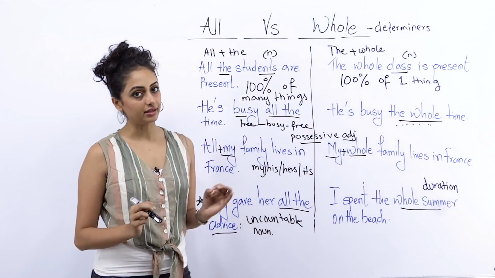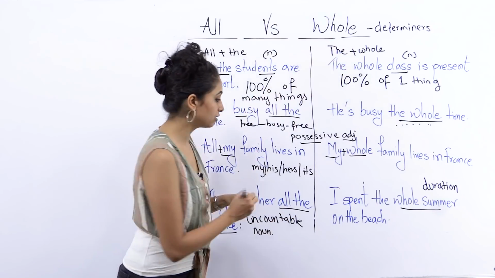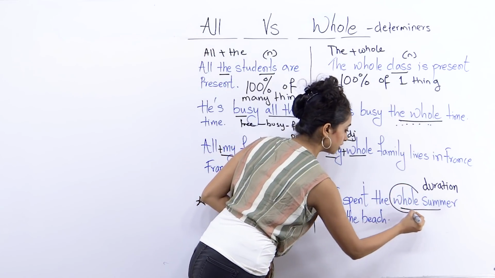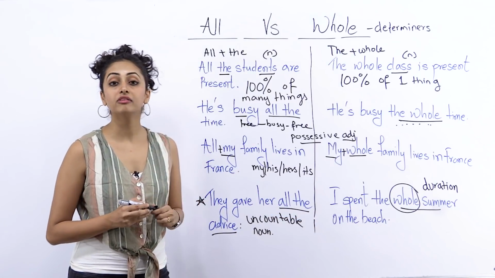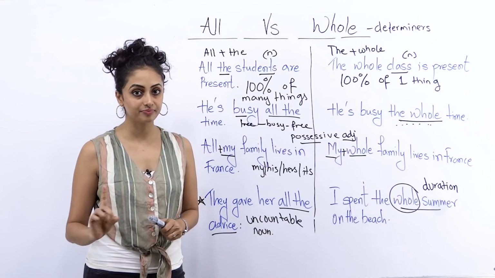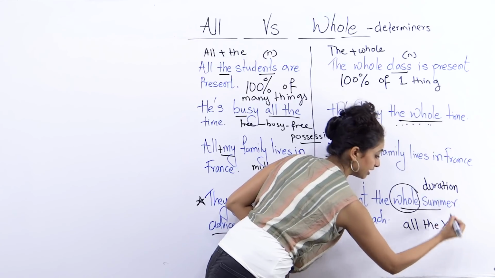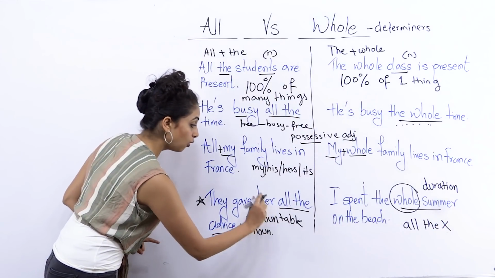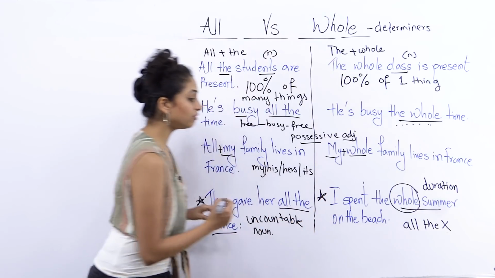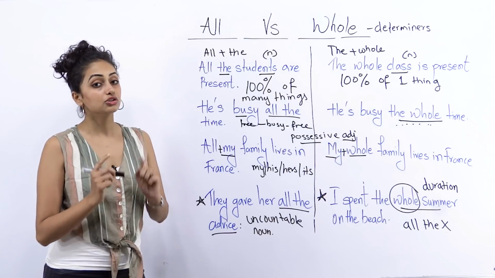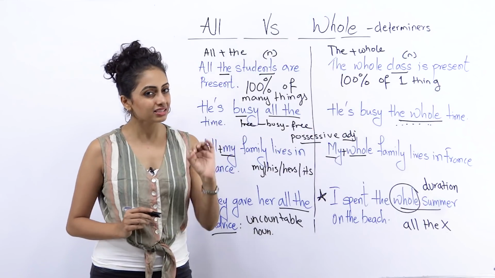Whenever we speak about any duration to anyone, we will use the determiner whole, okay? I spent all the summer on the beach is incorrect, okay? All the summer is incorrect in this case. This is something you would remember over here and this is something that you would make sure to remember on this side. Now, I am sure that if nothing, the basics are clear.